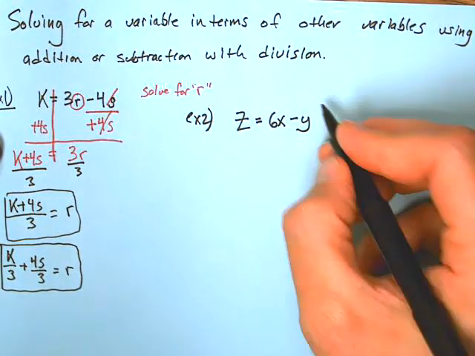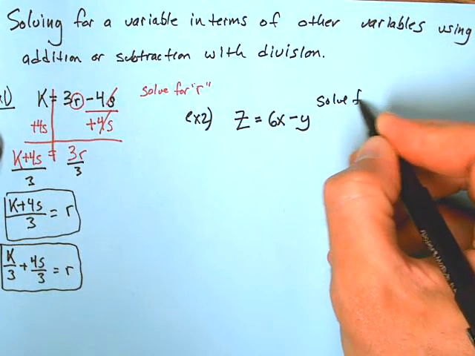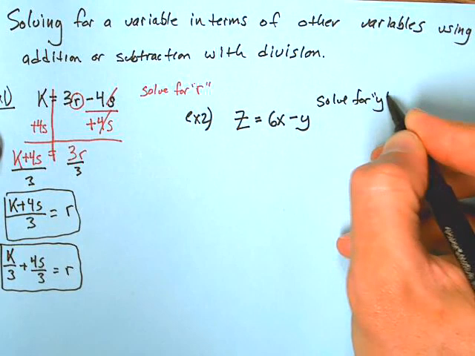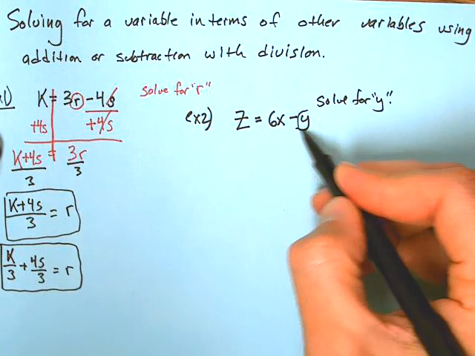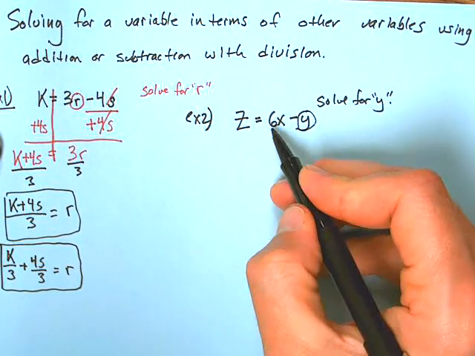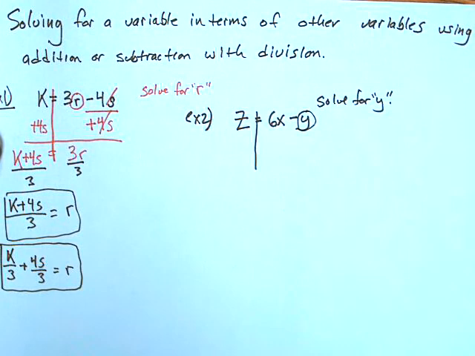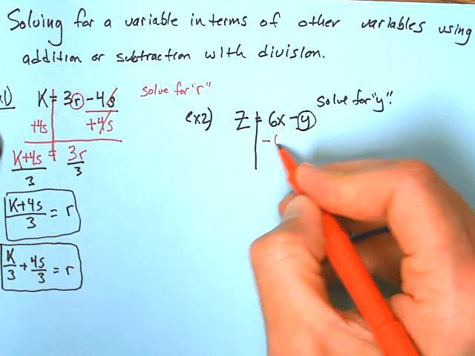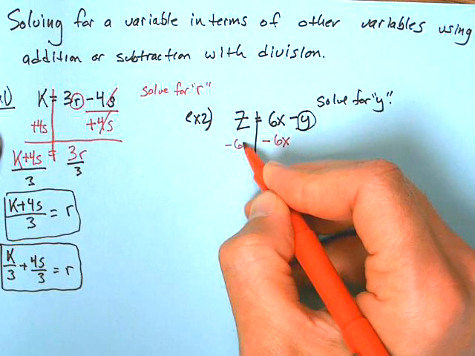And let's say I want to solve for Y in this one. Okay, so Y is here. I need to get that by itself. That means I have to move that 6X to the other side. Since that's a positive 6X, we're going to need to subtract 6X from both sides.